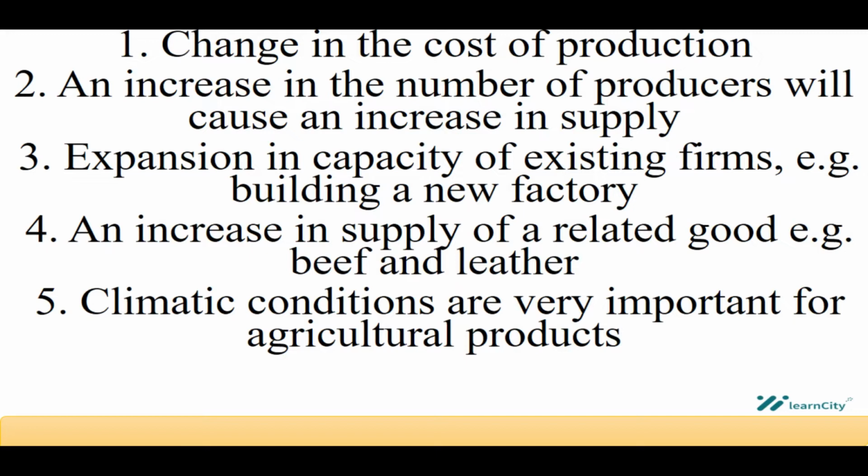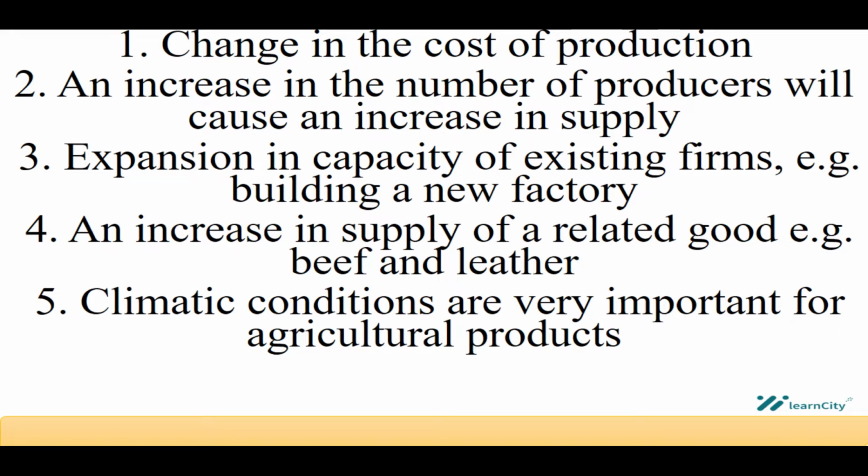Number one is the change in the cost of production. Another one is an increase in the number of producers, which will cause an increase in the supply. Another one is expansion in capacity of existing firms, e.g. the building of a new factory, you want to expand it. Another one is an increase in supply of related goods, e.g. beef and leather.